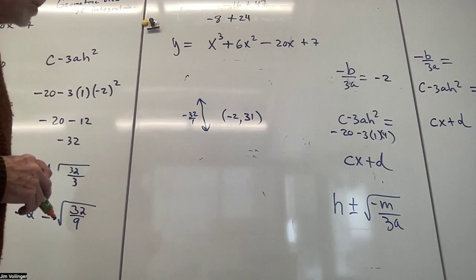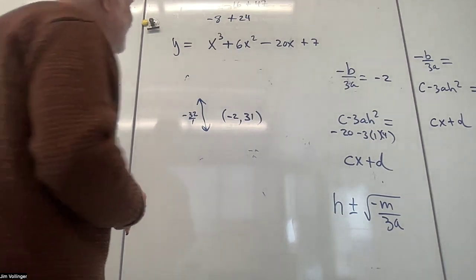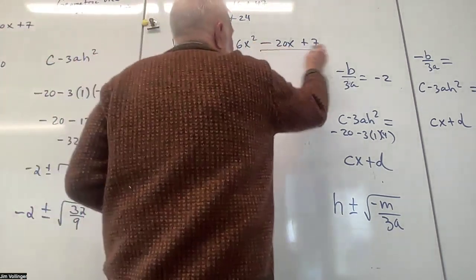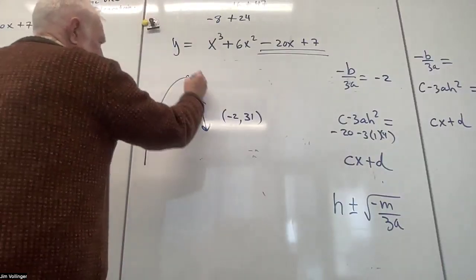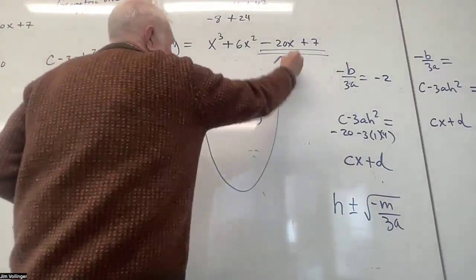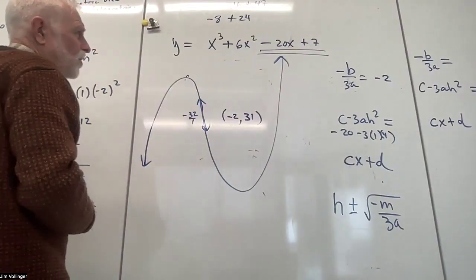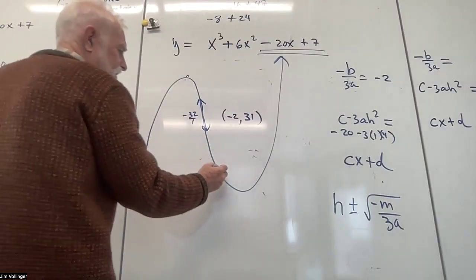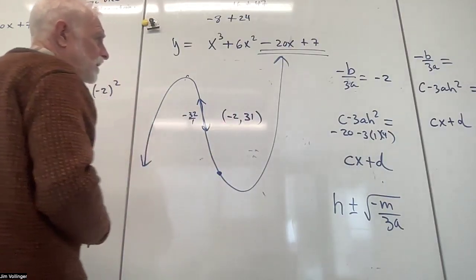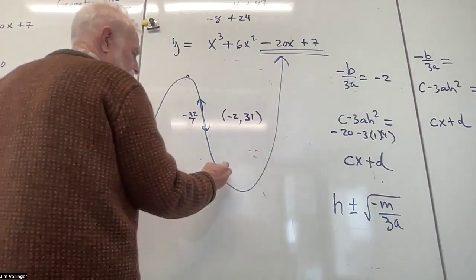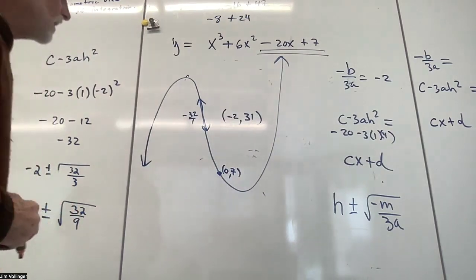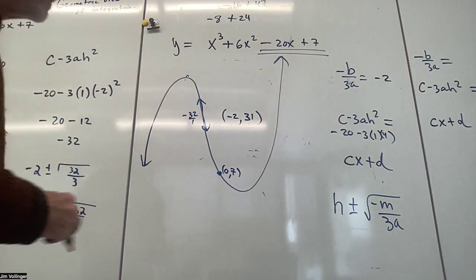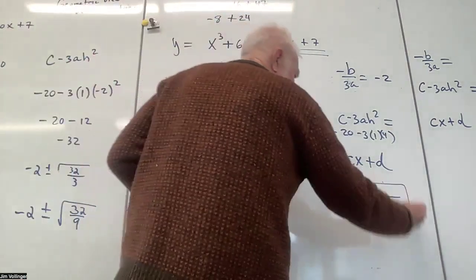All right, so cx plus d, in this case, that's the tangent at the y-intercept. So I know I have local maxes and mins because of the end behavior again. And I know that 7 is here. It's lower than 31, and I'm going down at 20 to 1. So 0 gets me 7. So that seems okay.